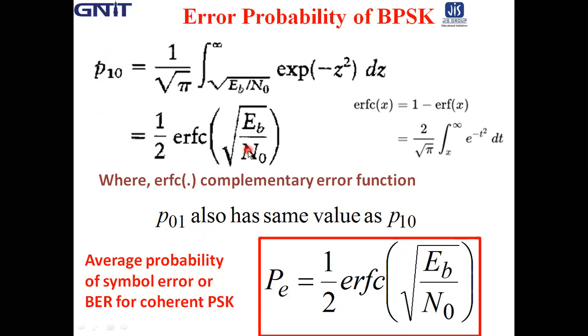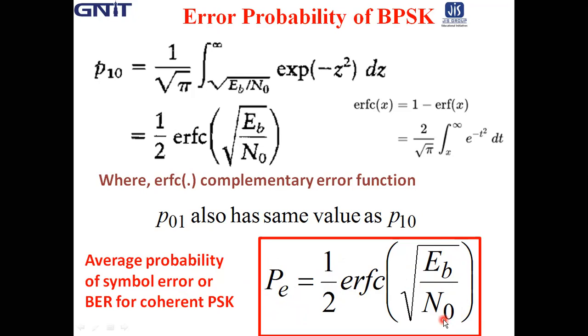Therefore, averaging the conditional error probabilities P10 and P01, we find that the average probability of symbol error, or equivalently the bit error rate for coherent binary PSK, assuming equiprobable symbols, is Pe equal to half erfc square root of Eb by N0.